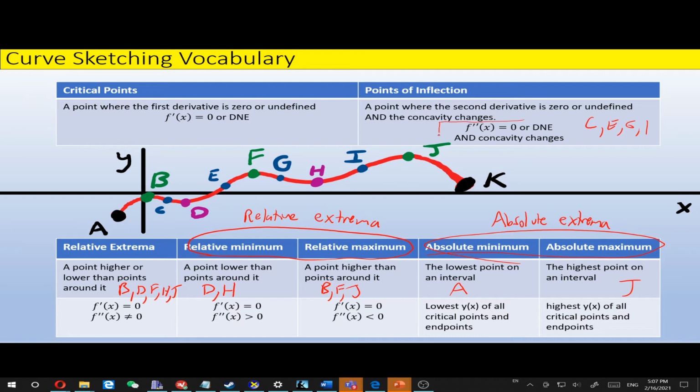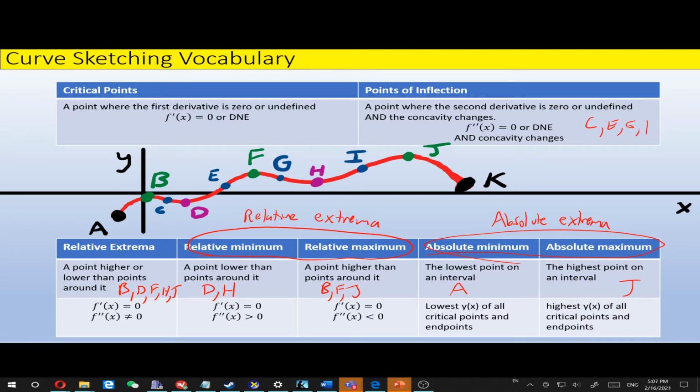Also here, our point of inflection is when the second derivative is 0 or does not exist, and the concavity changes. For points of inflection, we do have to change sign. For critical points, we do not have to. Any questions on anything from our curve sketching review?